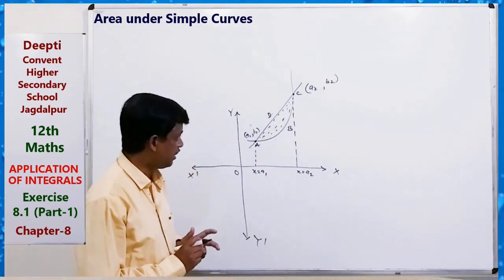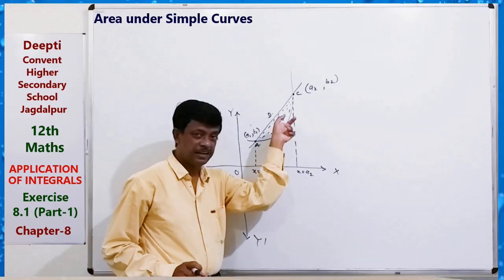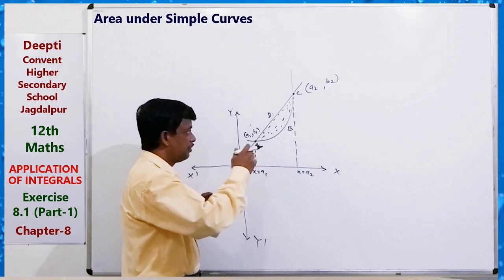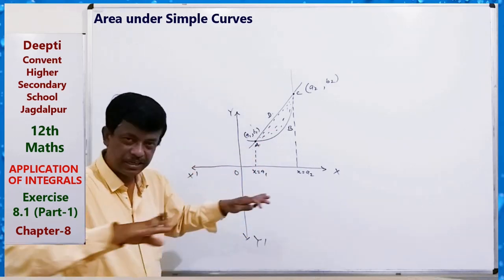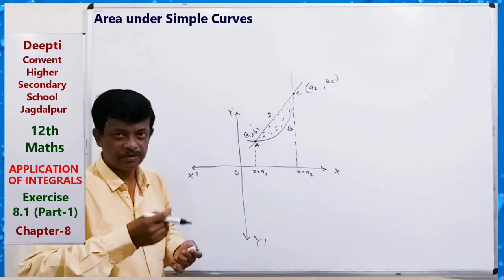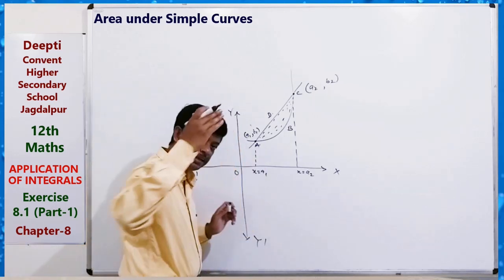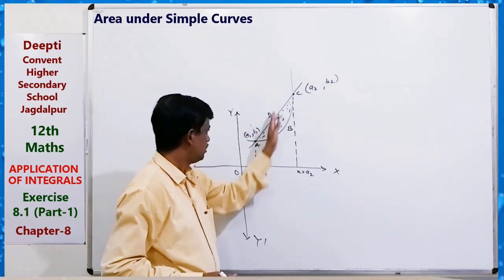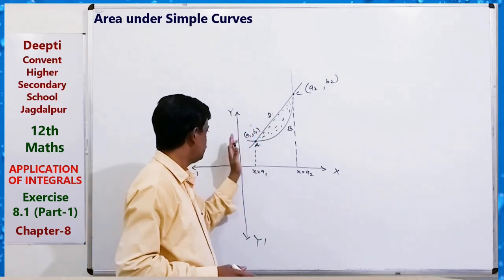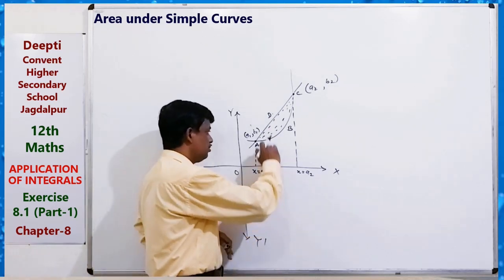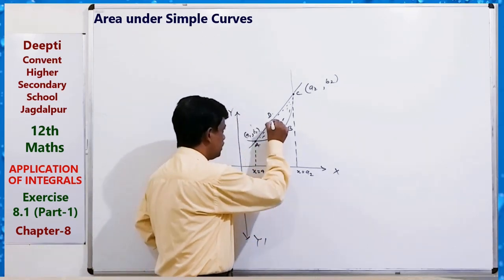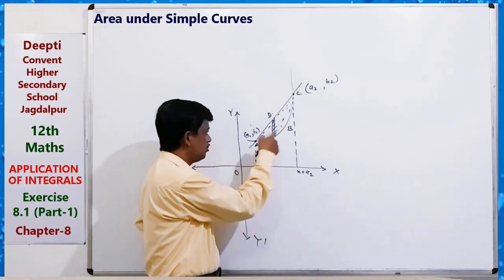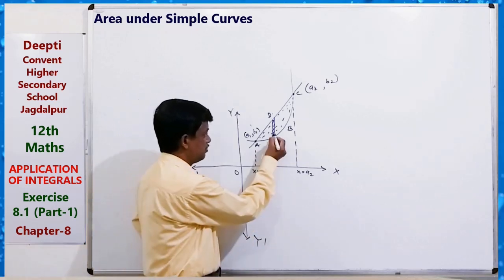Now, for finding this area, we can take either a horizontal strip or a vertical strip. Suppose a vertical strip, meaning what? Draw a line parallel to the y-axis. Horizontal means parallel to the x-axis. So we can take a strip like this, parallel to the y-axis. This is a strip.